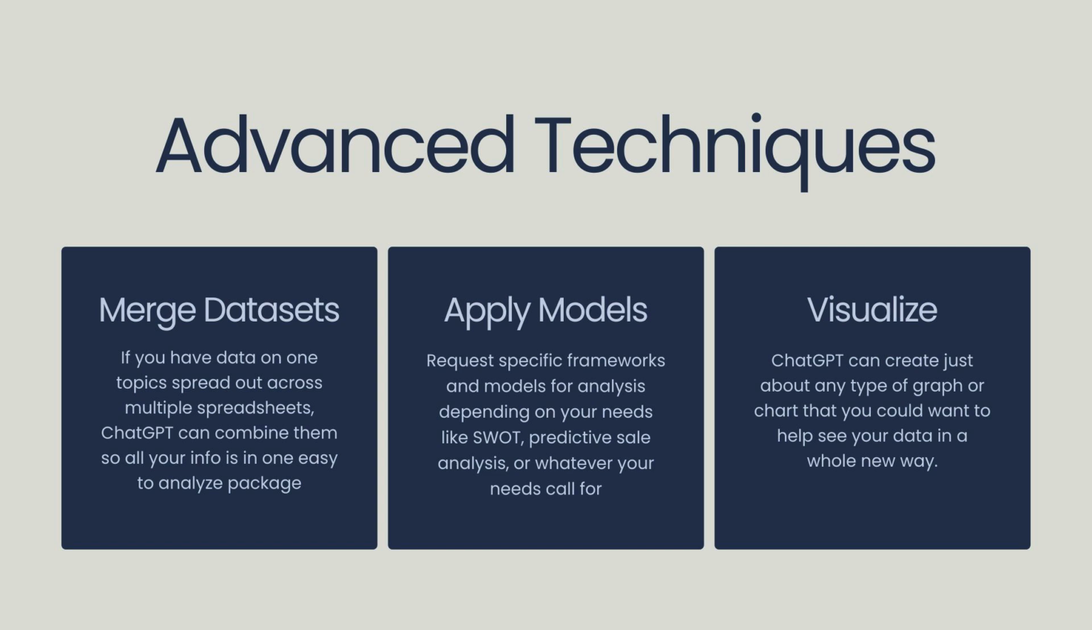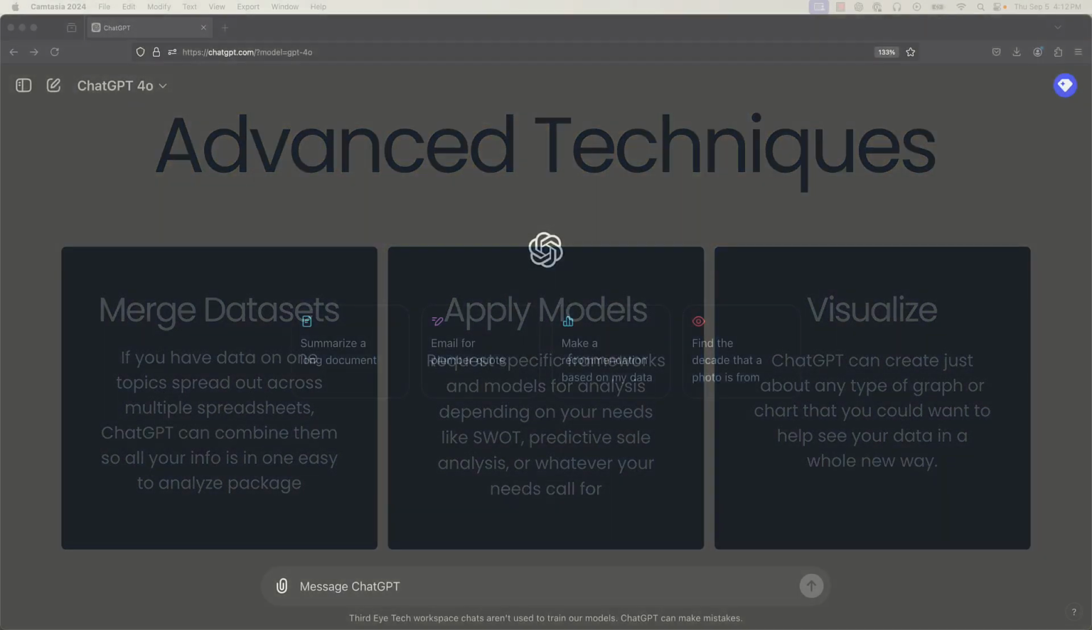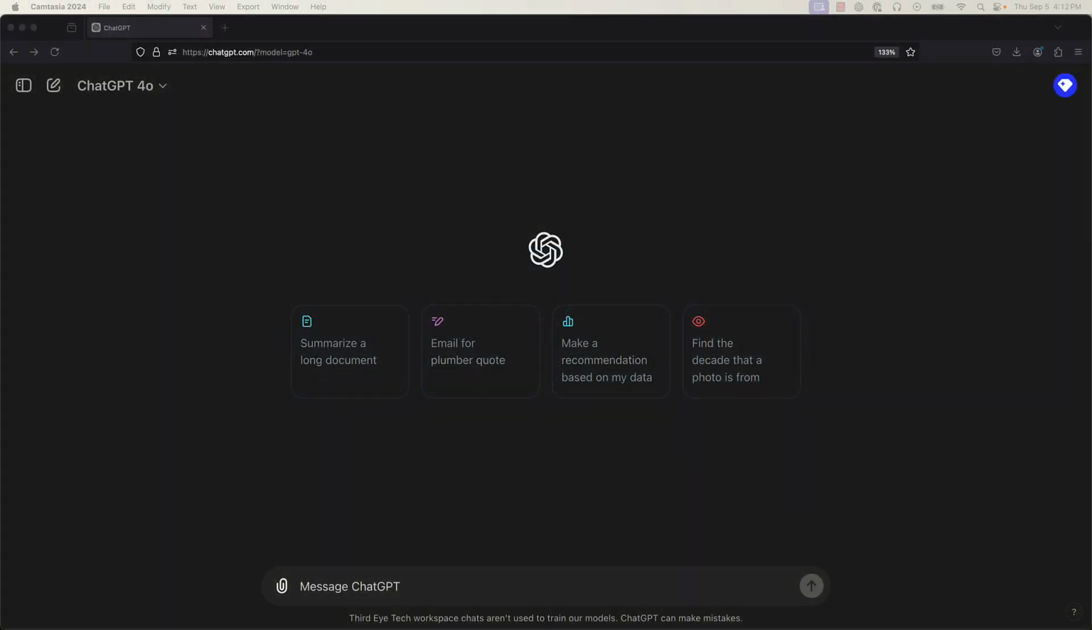First, we will look at merging datasets for when you have data on one topic spread across multiple files, but you want to look at them together. Then we can look at applying specific models and frameworks for analysis for when we want to have ChatGPT go a specific way about the analysis rather than it choosing for us. And finally, we'll take a look at ChatGPT's powerful ability to create different graphs and charts to help us visualize our data. First, let's jump into combining data sets.